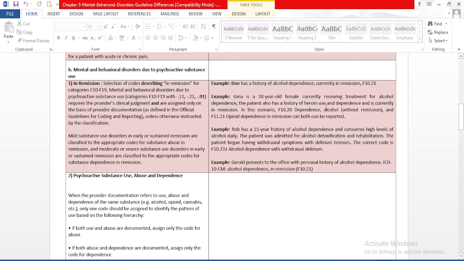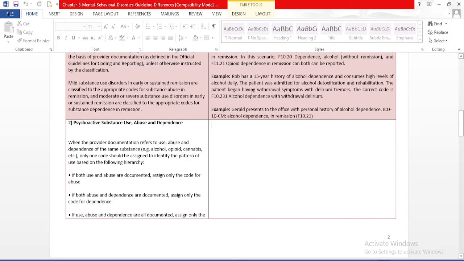So we need to code based on the drug being used by the patient. So the first statement, she is using alcohol, and the second statement, she is using heroin. So we need to code both codes for alcohol as well as the heroin based on their remission, relapse, use or abuse based on the documentation.